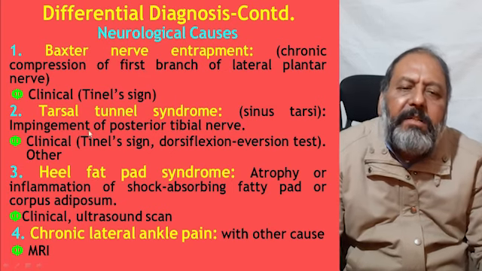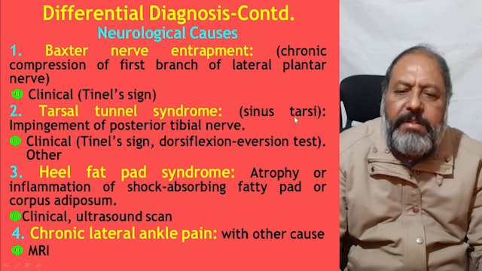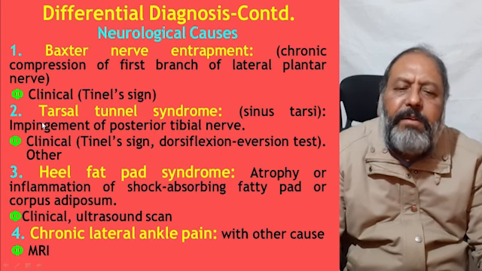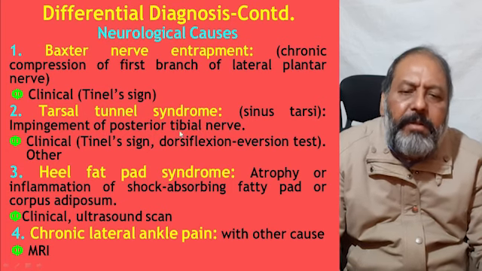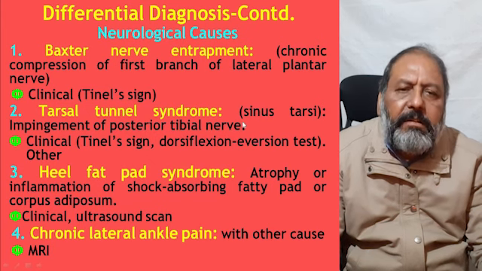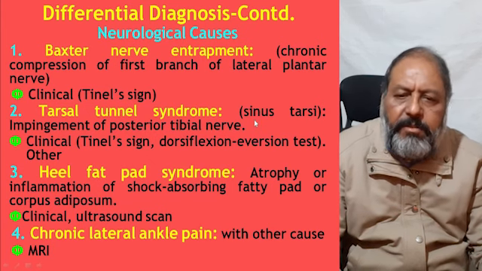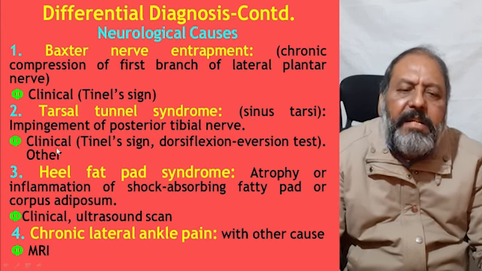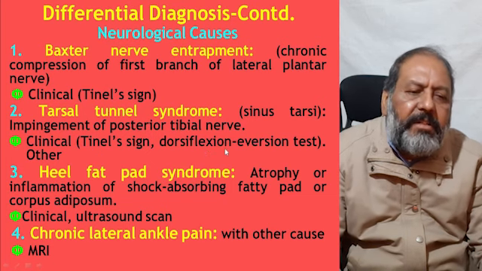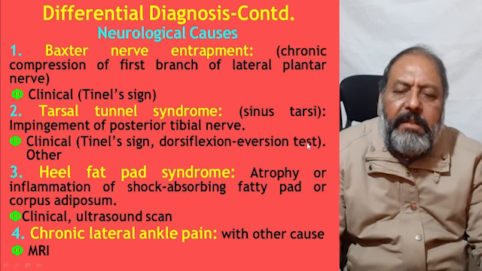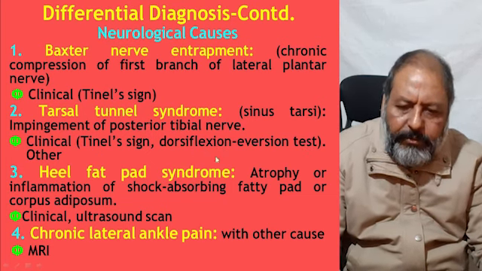Now, tarsal tunnel syndrome, impingement of the posterior tibial nerve. It's just like the carpal tunnel syndrome in the wrist. So clinically the tunnel sign, dorsiflexion eversion test, and the others can rule that out.